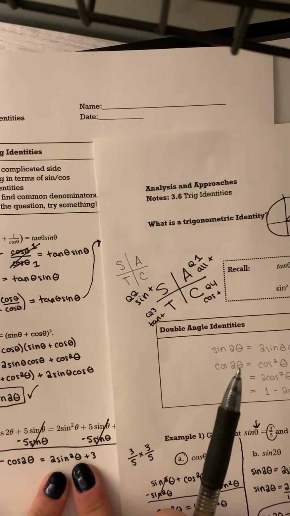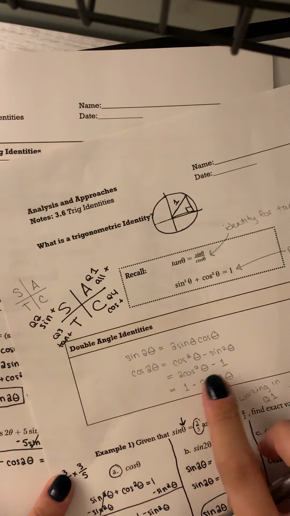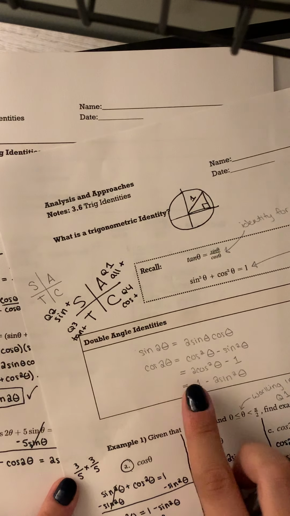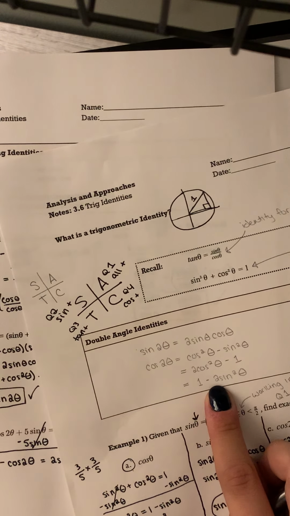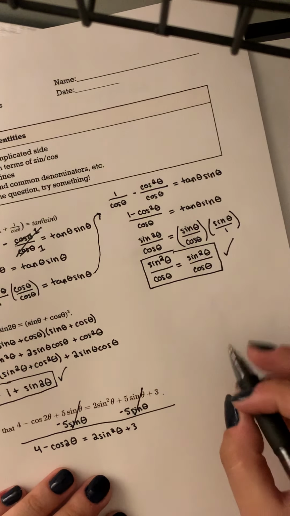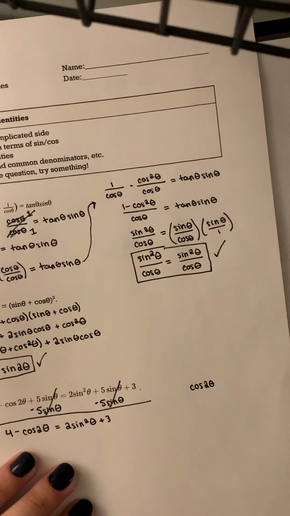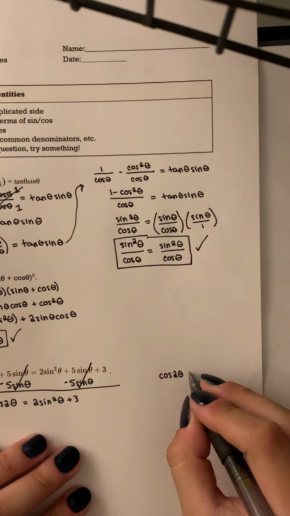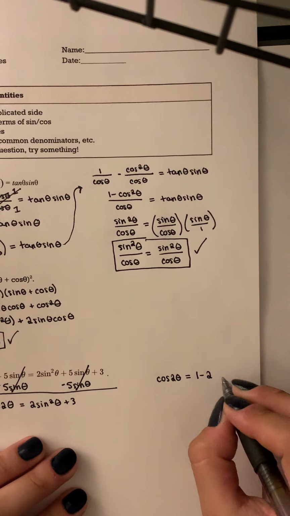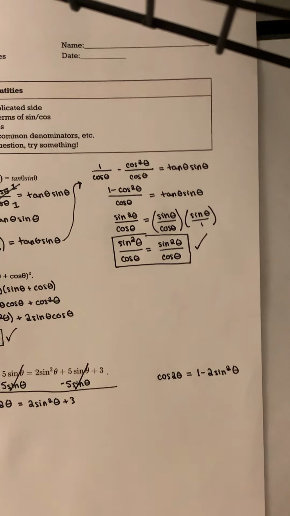We also have a 2 sine squared theta, and when I look at that, we have a 2 sine squared theta right here in this cosine double angle identity. So I'm going to copy that identity over so we can work with it here. So we have cosine of 2 theta. Can you see that? Cosine 2 theta is equal to 1 minus 2 sine squared theta.